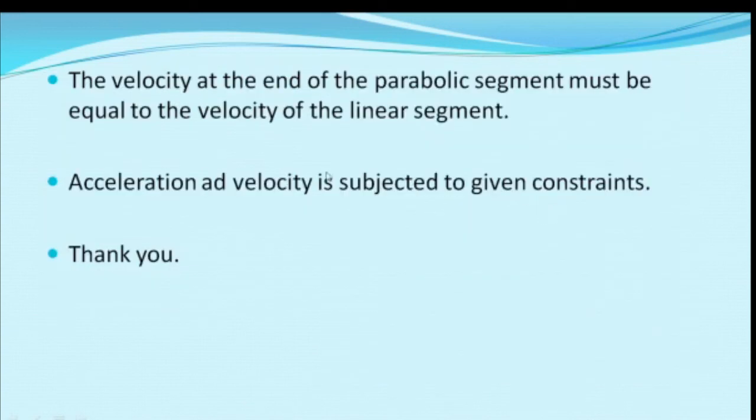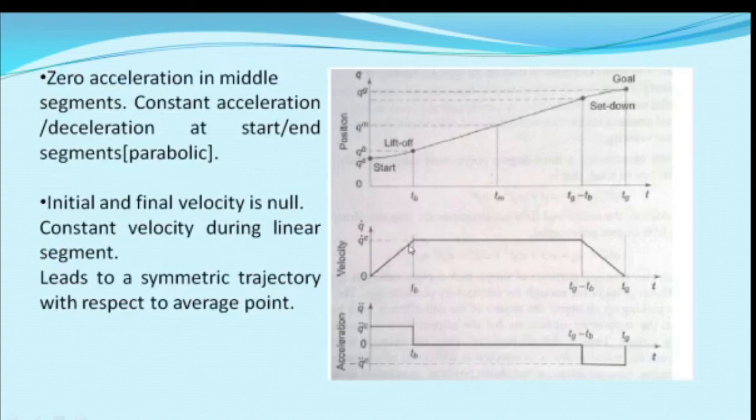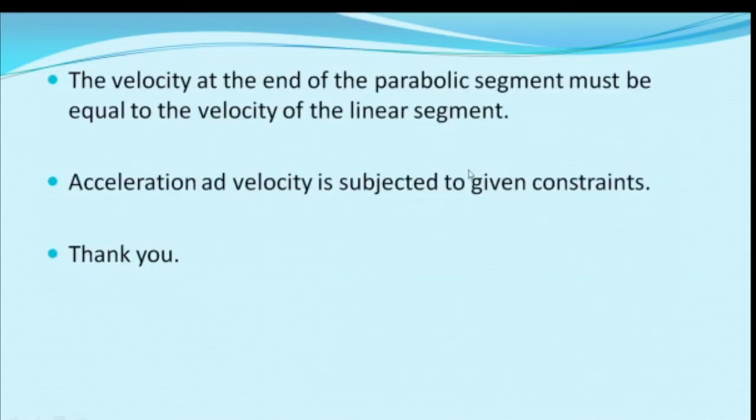Now some constraints are required here. Some conditions must be fulfilled: the velocity at the end of the parabolic segment must be equal to the velocity of the linear segment. No issue, that is correct. And acceleration and velocity are subject to given constraints. There is a certain minimum value which these two variables should fulfill. Here you can see the velocity at the end of the parabolic segment is equal to the velocity of the linear segment. So they are matching here. Okay, so this is how things are as far as trajectory planning is concerned. Thank you.